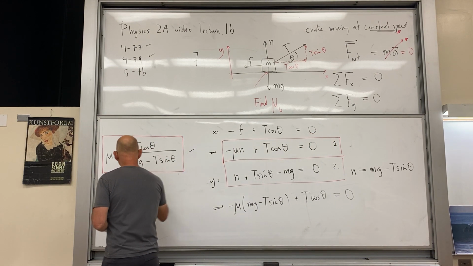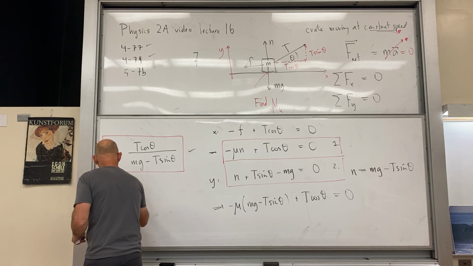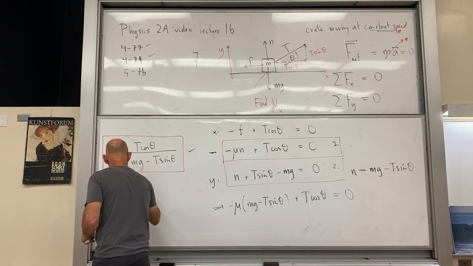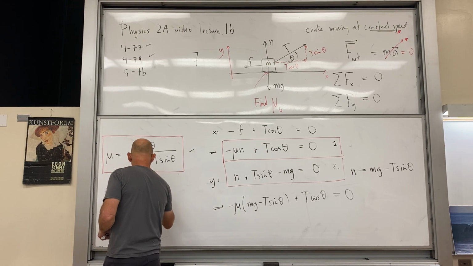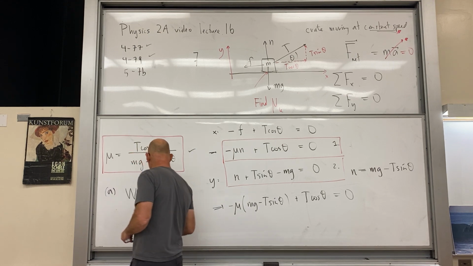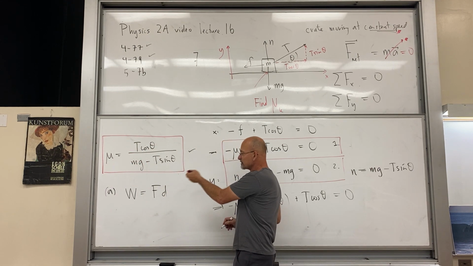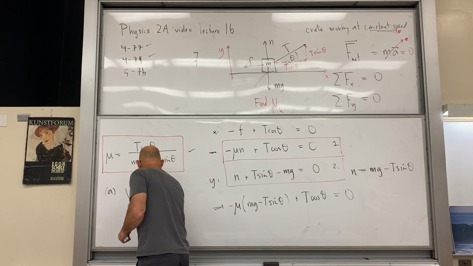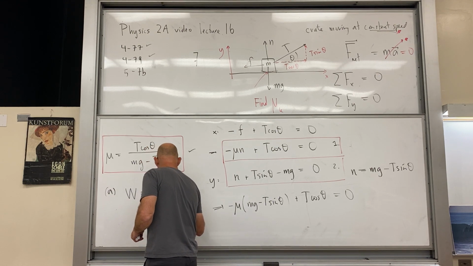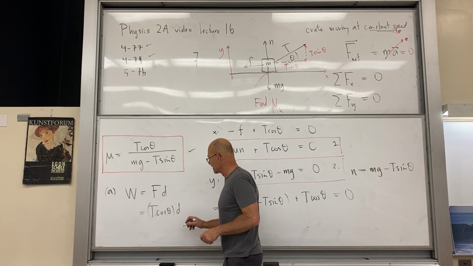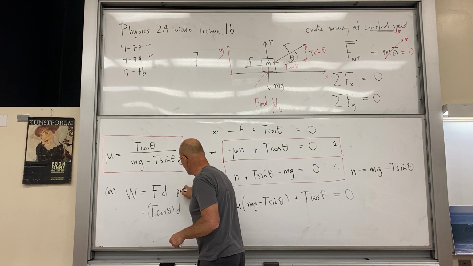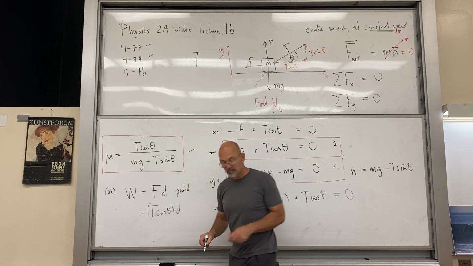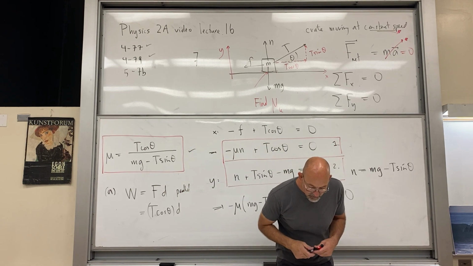Part A, we can just get really quickly. Work is equal to force times displacement, but the force and displacement have to be parallel. So in this case, we have T cosine of theta times displacement. I'll just write here parallel. And then you can plug those in as well if you're interested.